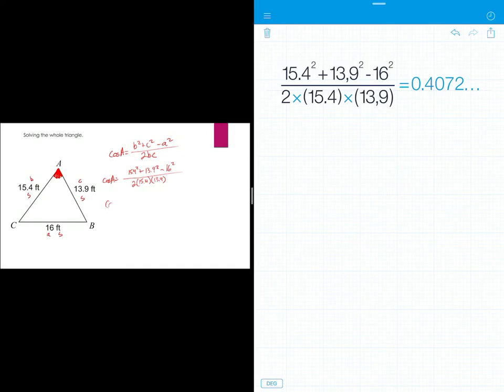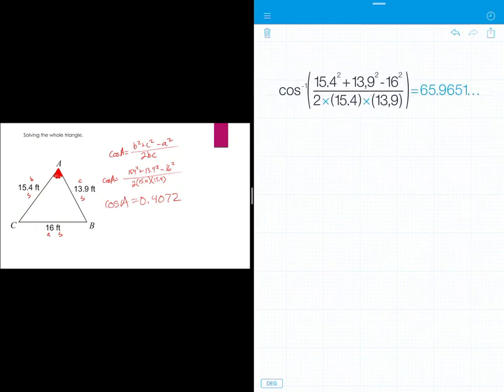So cosine of A is equal to 0.4072. You can look up what that is equal to, but we can also take the inverse cosine of both sides. Cosine inverse of that gives me 65.9 degrees, so 66 degrees roughly. So we'll say angle A, measure of angle A, is equal to 66 degrees. So that gives me this one here.